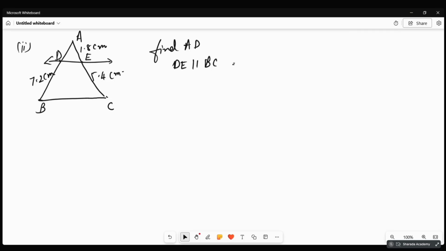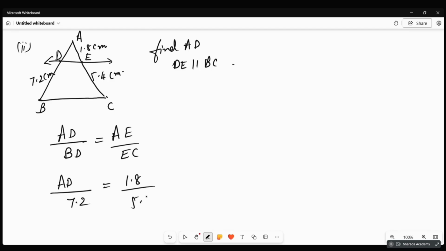2.4 is the answer. Correct. So AD by BD is equal to AE by EC. Okay. So AD by BD is what? 7.2. That is equal to 1.8 by 5.4. So AD is equal to 1.8 into 7.2 by 5.4. So you will get it as 2.4 centimeter.